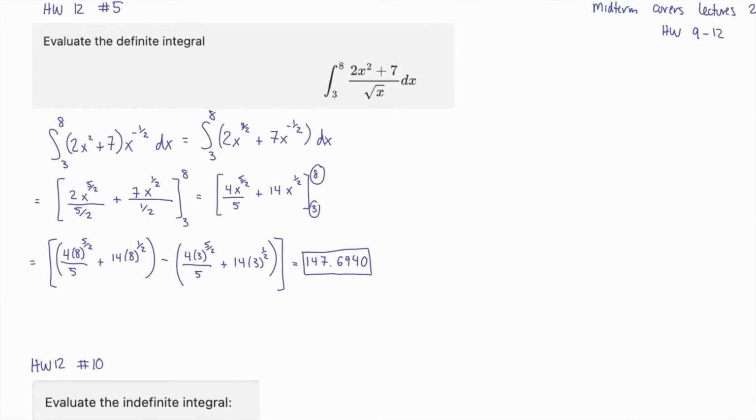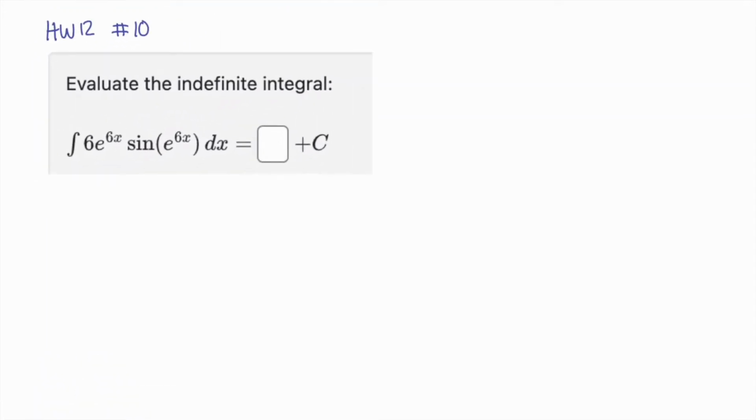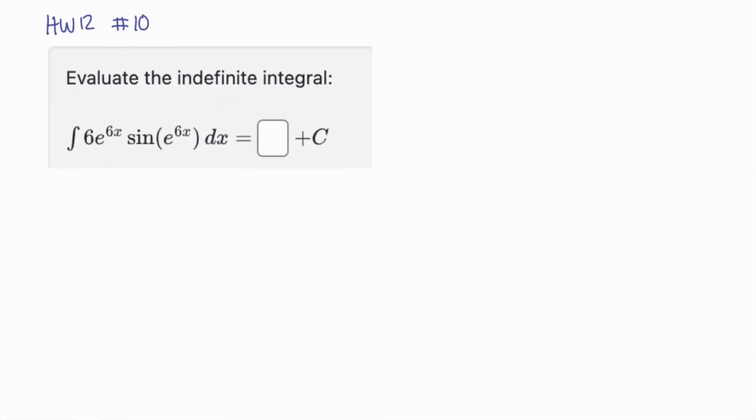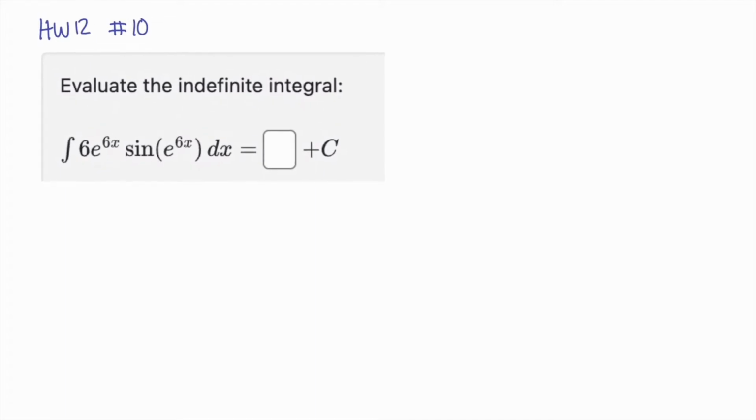Okay, now we can move on to the next problem. This is also a homework problem from homework 12, and this is number 10. So here we want to evaluate the indefinite integral. This expression looks kind of messy to deal with, but it looks like a good contender for u substitution. So let's try to work with this problem using u substitution.